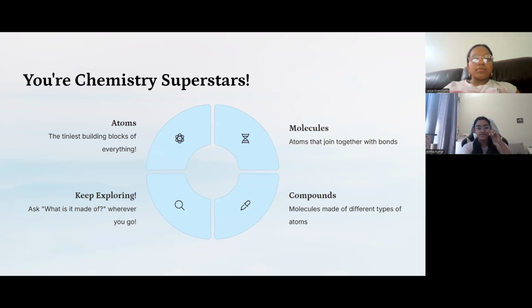So let's say you go shopping or you go to an ice cream store, you can ask the vendor, "Oh, what is this made of?" They're probably going to tell you the ingredients, and you can definitely search them up and have some fun with that too. And we also learned about compounds, which were molecules made of different types of atoms. Also, we did say that all compounds are molecules, but not all molecules are compounds. So remember that because that is a key thing.